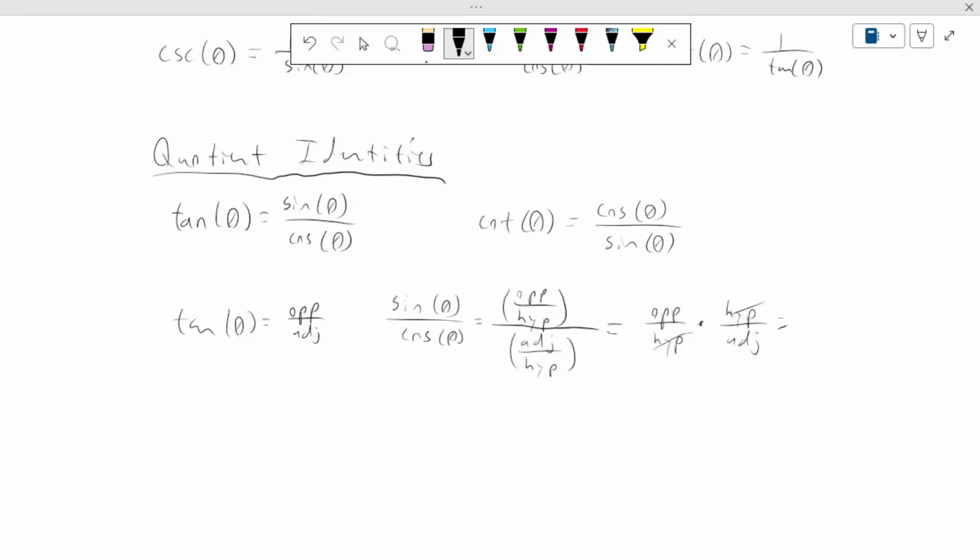So all I have left over in my numerator is opposite. All I have left over in my denominator is adjacent. So sine of theta over cosine of theta is also equal to opposite over adjacent. Therefore, tangent of theta is equal to sine of theta over cosine of theta. Fair enough. Call that a little note there. Any questions on that? You could do the same thing with cotangent of theta and show that it's equal to adjacent over opposite if you simplify cosine of theta over sine of theta. Exactly the same steps, so I'll skip past that.